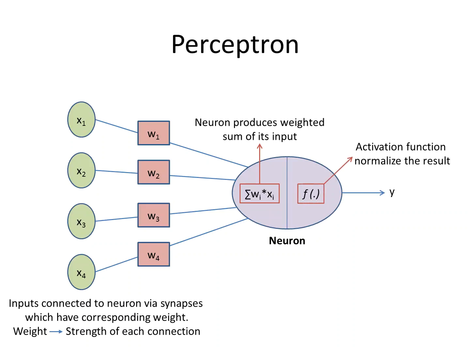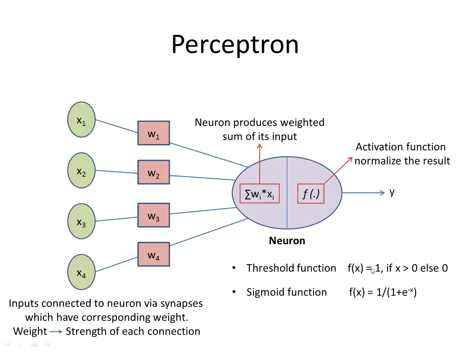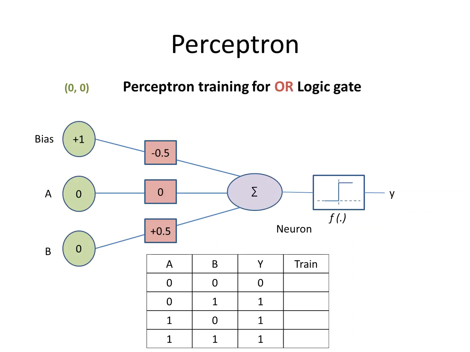For the activation function, we can use a threshold function, which provides the output as 1 if the sum of products is greater than 0, and if it's less than or equal to 0, then the output of the threshold function will be 0. Other functions that we can use are the sigmoid function as well as the hyperbolic tangent function.